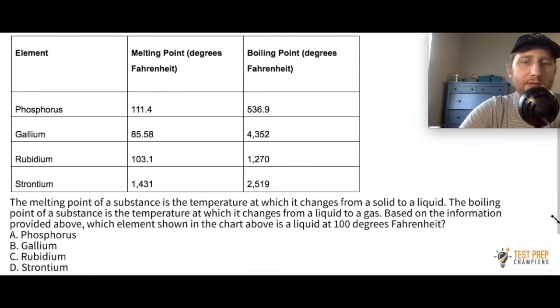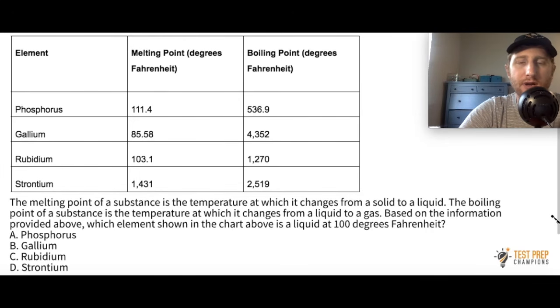The melting point of a substance is the temperature at which it changes from a solid to a liquid. The boiling point of a substance is the temperature at which it changes from a liquid to a gas. Based on the information provided above, which element shown in the chart above is a liquid at 100 degrees Fahrenheit? Is it A, phosphorus? Is it B, gallium? Is it C, rubidium? Or D, strontium?